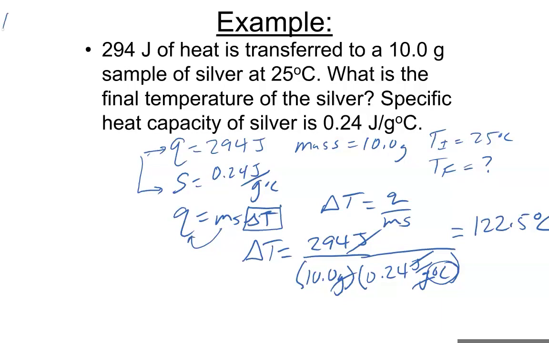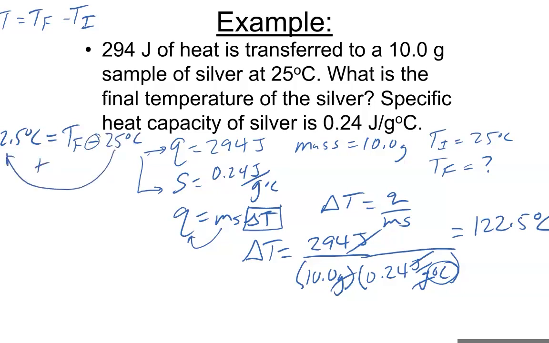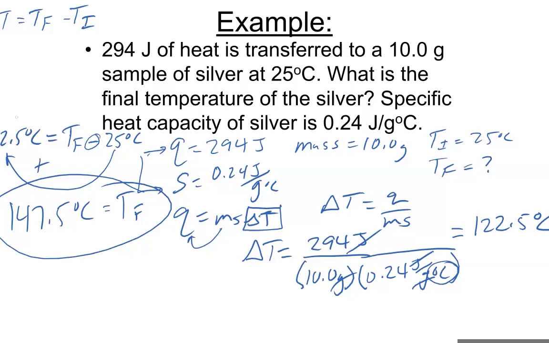So again, this is where the change in temperature, final minus initial, is important. That means that 122.5 degrees Celsius equals our final temperature minus our initial, which was 25. This is also important because I need to add that to the other side and not subtract. So we'll add 25. It's going to give us about 147.5 degrees Celsius, which is our final temperature. And I would probably not round at this point.